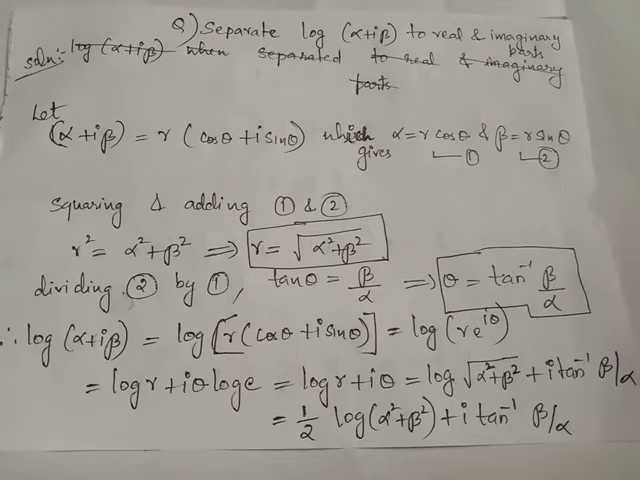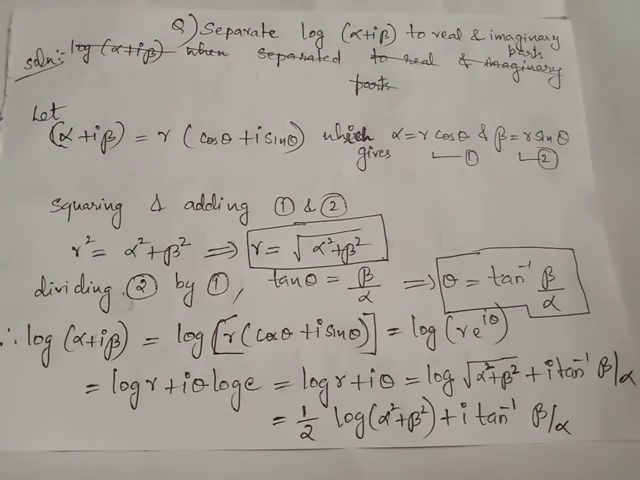Recall the method of separation of log alpha plus i beta into real and imaginary parts. We assume alpha plus i beta equals R times cos theta plus i sin theta, from where we have alpha equals R cos theta and beta equals R sin theta. Number them as equations 1 and 2 respectively. When you square and add equations 1 and 2, you obtain R square equals alpha square plus beta square, which gives R equals square root of alpha square plus beta square. When you divide equation 2 by equation 1, R gets cancelled from the numerator and denominator. We are left with tan theta equals beta by alpha, from where we have theta equals tan inverse beta by alpha.